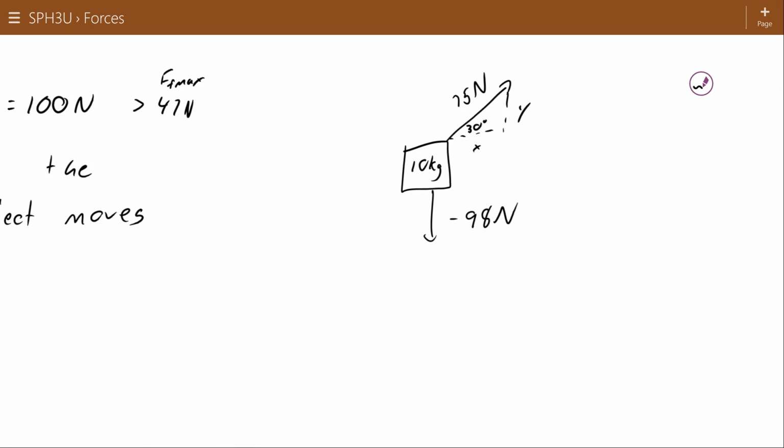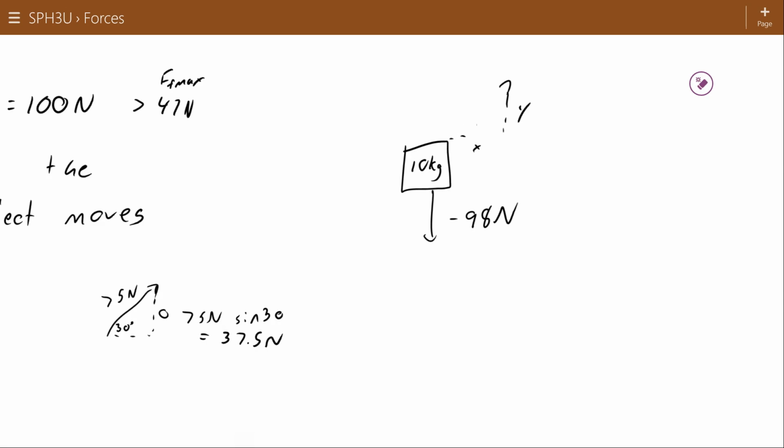I think it's hard to look at this on its angle on the free body diagram. So let's take it over here, break it into components, and then put it on as if it was two separate forces. This angle is 30 degrees. This is my opposite. So this one's going to be 75 newtons sine 30, which works out to 37.5 newtons.